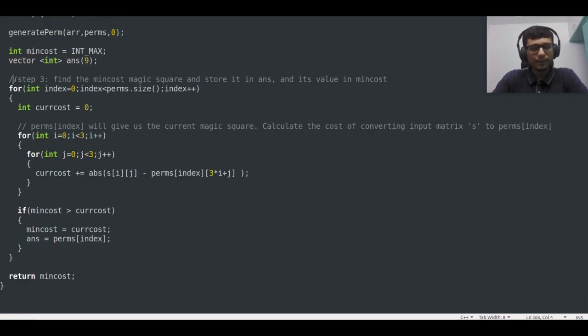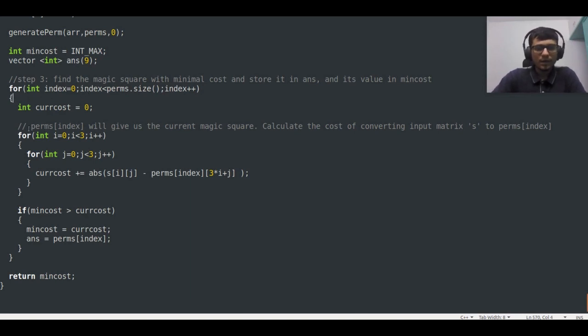Okay, so now let us look into how we can write step 3 here. Step 3 finds the magic square with minimal cost and stores it in the array answer and its corresponding value in the variable minCost. So let us see its implementation here. We have this for loop here, and inside this for loop we have this variable index which goes over all the 3x3 matrices which are forming magic squares, which are inside this perms.